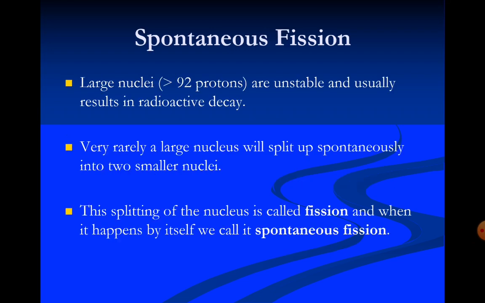Okay. Now, when does spontaneous fission occur? We talked about it also last year. Large nuclei, bigger than 92 protons, are unstable and they usually will decay. It's very rare that a large nucleus will split up spontaneously into smaller nuclei. The splitting of this nucleus is called fission. So splitting of an atom is called fission. When it happens by itself, we call it spontaneous fission.